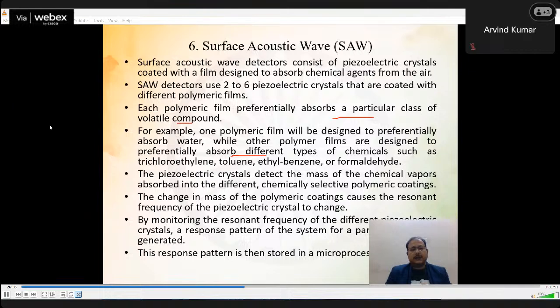The piezoelectric crystals detect the mass of chemical vapors absorbed into different chemically selective polymeric coatings. Change in the mass of the polymeric coatings causes the resonant frequency of the piezoelectric crystals to change, and by monitoring the resonant frequency of the different crystals, a response pattern of the system for a particular agent is generated. This response pattern is then stored in the microprocessor. So this technology is very much evident, and it is being used for surface acoustic waves for analyzing the chemical agent present in a particular group of samples.